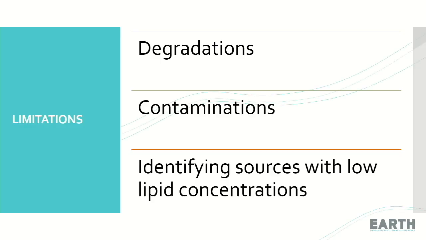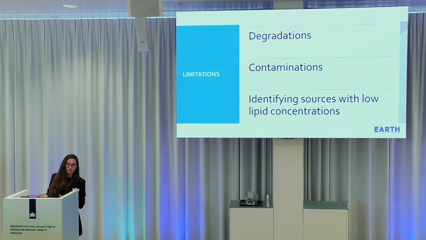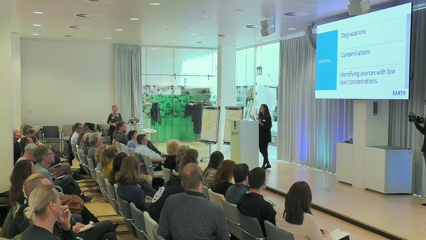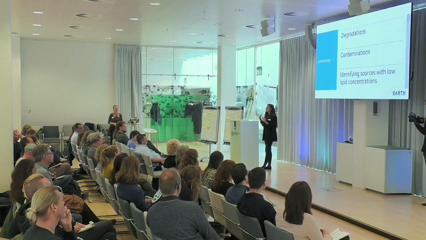Okay, limitations. Like every methodology, we have limitations. Degradation is the first one that you were asking about before. If the pottery is exposed to different kinds of environmental conditions, the lipids can change their chemical structure or they can disappear. So that is something we have to keep in mind. And how do we prevent that? We cannot prevent that. We can only do more experimental research in controlled environments and then compare to our data.